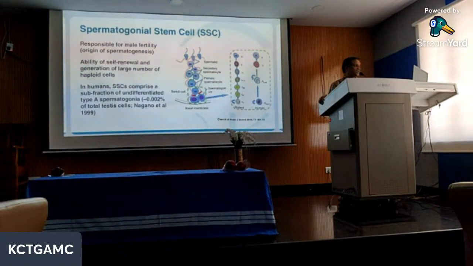You can see that in Sertoli cell, we come across 2 or 3 cases of Sertoli cell only syndrome in our practice, in 1 year, 2 or 3 cases. In that, you can see that this is a Sertoli cell from the basal membrane. In them, there will be no spermatogonia. There will be no primary spermatocyte. There will be no secondary spermatocyte. If you take a testicular biopsy, there will be only Sertoli cells, no other spermatogonial cell. It is called Sertoli cell only syndrome. This syndrome is 100% asadhya.